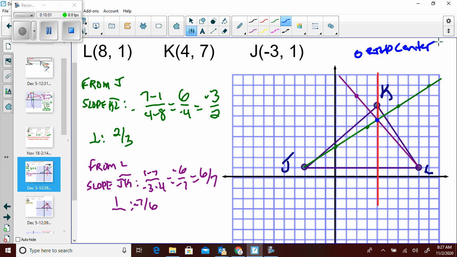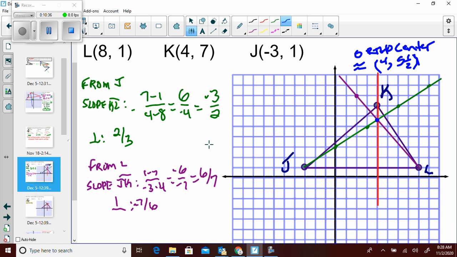And if I'm estimating, because it's not an exact point, I know it's going to be 4, and I'm going to estimate 1, 2, 3, 4, 5. Maybe 5.5. Maybe a little bit more than 5.5. But if you said 5.5, I think I can live with that. Okay. So my orthocenter is about 4, 5.5. It's definitely 4 because it has to intersect at this equation here, x equals 4.